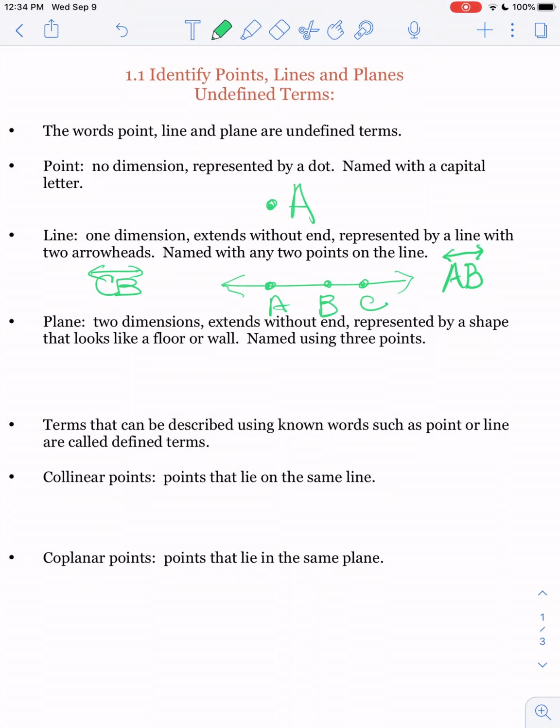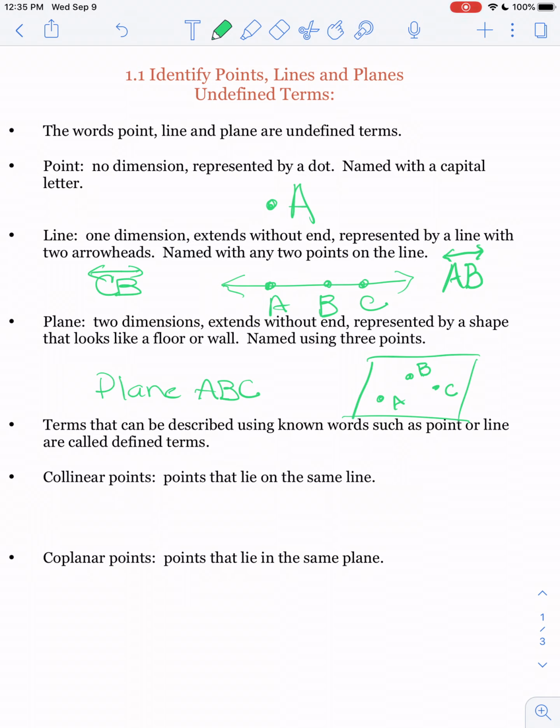The third undefined term we say is a plane. Now it has 2 dimensions. It extends without end, length and width, and it's represented by a shape that usually looks like this in the book. And then the way you name that plane is you choose any 3 points. A point was 1, a line was 2, and now a plane, we need 3 points on that. So if we have 3 points on our plane, we would use the word plane, and then you call that plane ABC. Again, order doesn't matter.